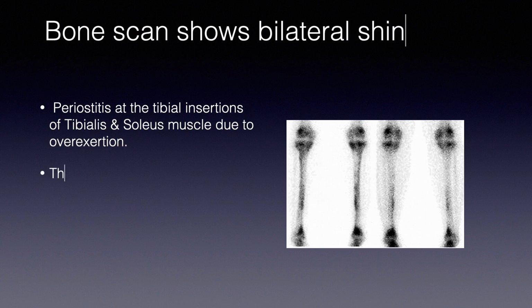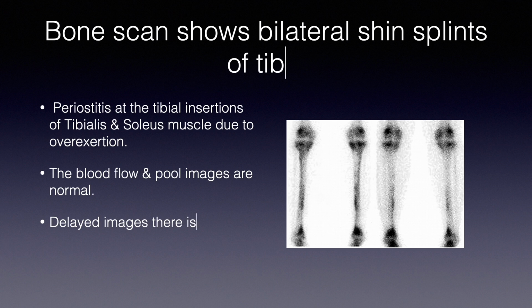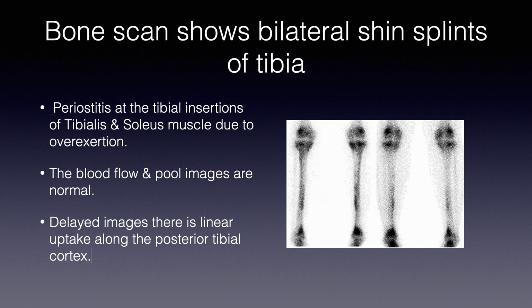Shin splints are periostitis at the tibial insertions of tibialis and soleus muscles due to overexertion. The blood flow and blood pool images are normal. Delayed images demonstrate linear uptake along the posterior tibial cortex.